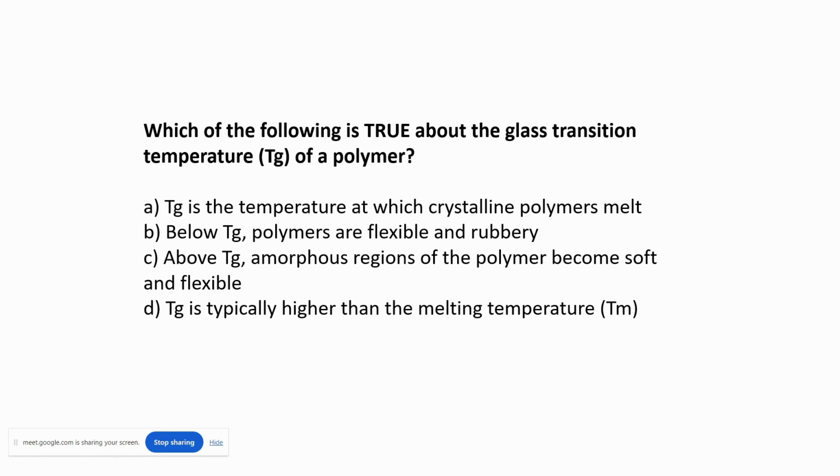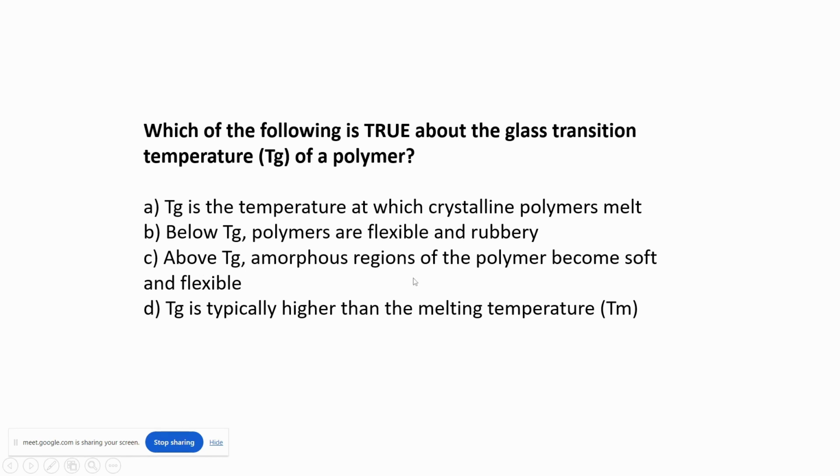Okay, so the correct answer here would be option C. Above Tg, amorphous regions of the polymer become soft and flexible. So the glass transition temperature, or Tg, below this, the amorphous polymers are in a hard glassy state, and as you increase the temperature, as you go above Tg, there is some mobility between the polymer chains and it becomes more flexible and rubbery. So option C will be the correct answer.